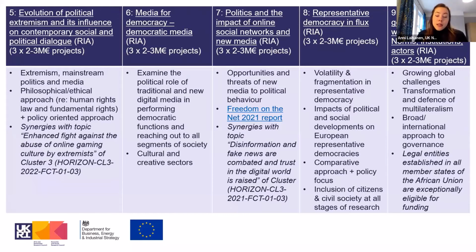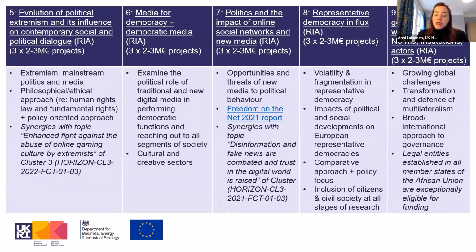Topic 6 is on media, or the fourth pillar of democracy. The aim is to examine the political role of new and traditional media in performing key democratic functions and reaching out to all segments of society. This topic includes the option of working with cultural and creative sectors, which is great. Topic 7 focuses on the opportunities and threats of new media to political behavior. The Freedom on the Net report could be interesting here to provide some context to some of the challenges for democratic processes. Again, there is a relevant topic in cluster 3, so you should make sure that you're taking advantage of any synergies.